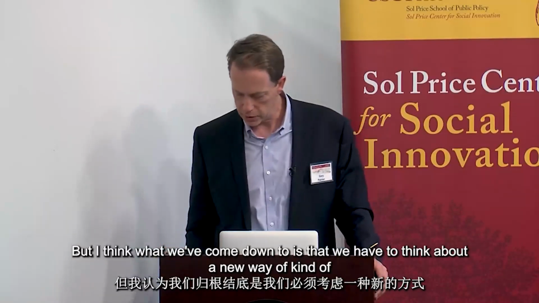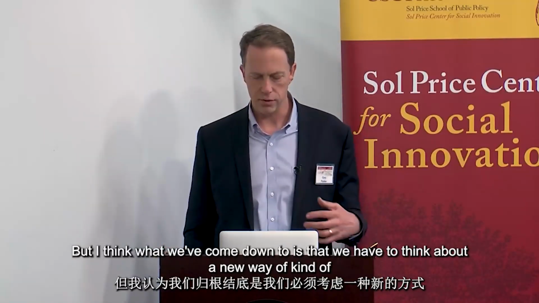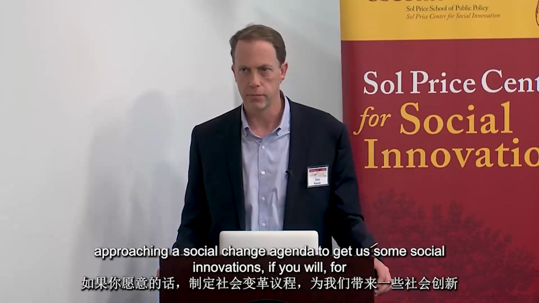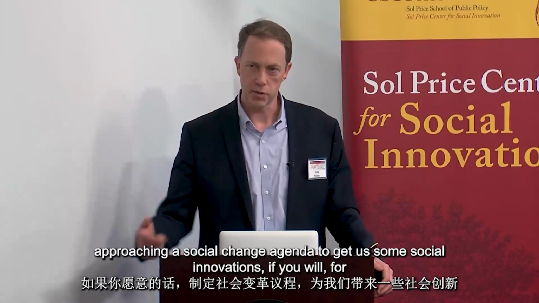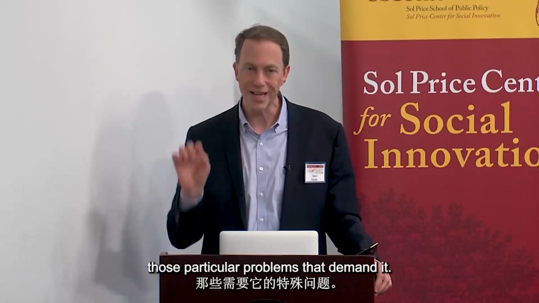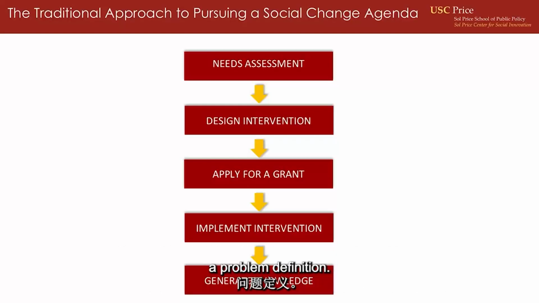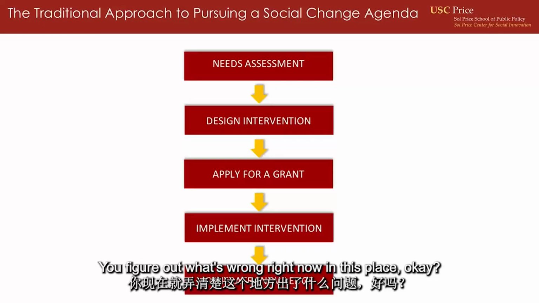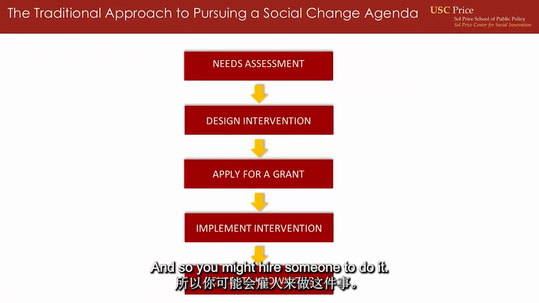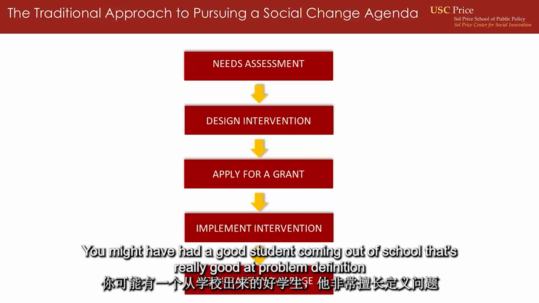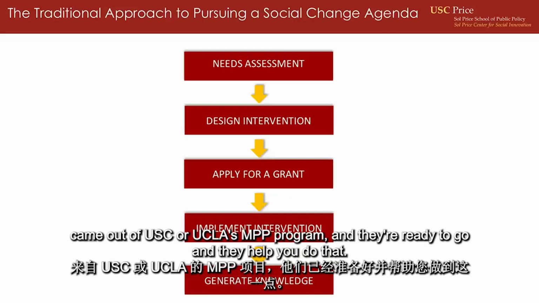But I think what we've come down to is that we have to think about a new way of approaching a social change agenda to get us some social innovations, if you will, for those particular problems that demand it. But there's a traditional approach to a social change agenda, right, where you do a problem definition. You do a needs assessment. You figure out what's wrong right now in this place, okay? And so you might hire someone to do it. You might have had a good student coming out of school that's really good at problem definition, came out of USC or UCLA's MPP program, and they're ready to go, and they help you do that.